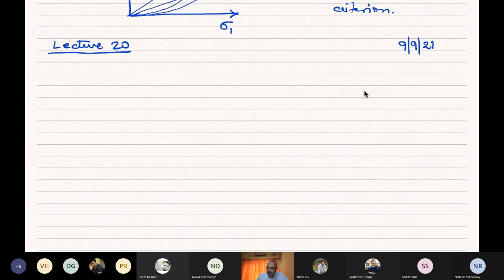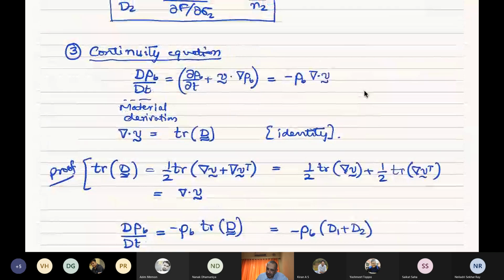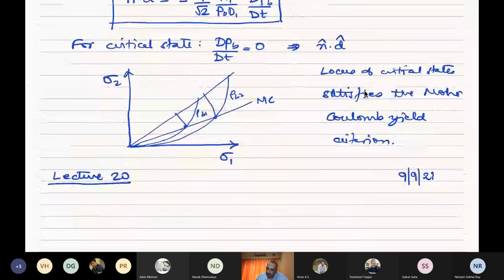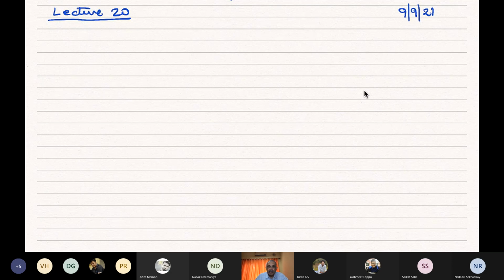Now is it okay? So this is what we were looking at last time, all these things on how we can use these equations to show when we will get the critical state. And so, that was in general. Now let us just look at a very specific example.